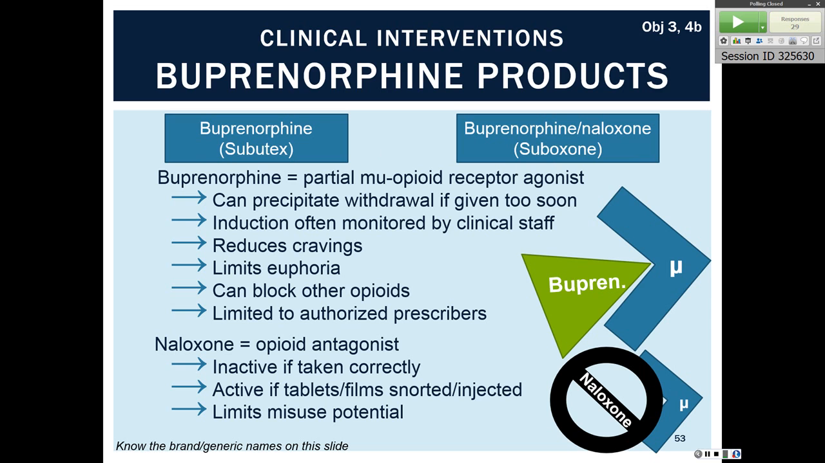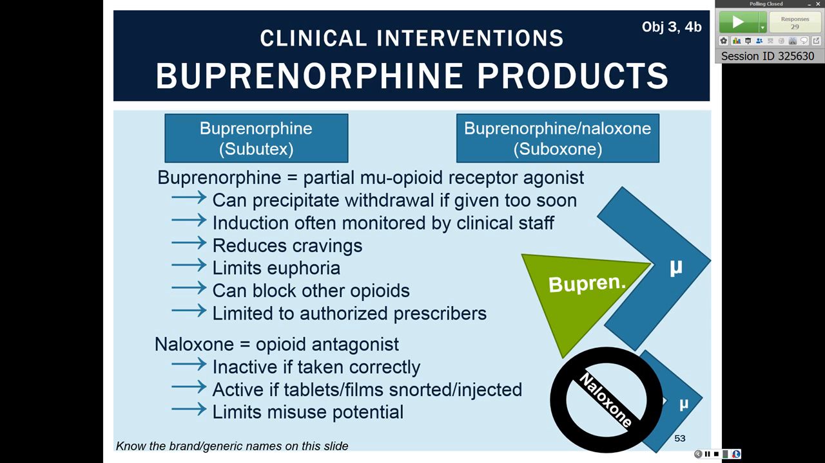If they were to crush it and snort it, the naloxone is active in that case, and it will negate the effects of the buprenorphine and may throw them into opioid withdrawal. It's inactive, however, if it's taken as prescribed. So typically, these products are taken sublingually, so underneath the tongue. There are some other products that are given as buccal versions, so they're taken between the cheeks and the gum line.